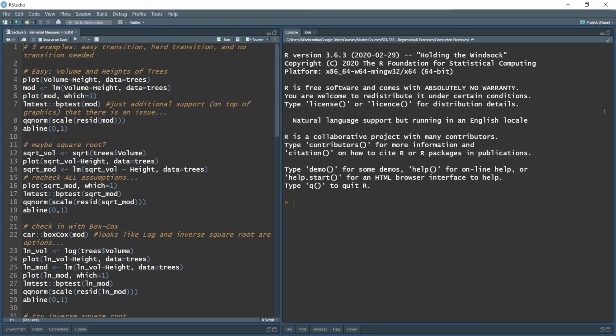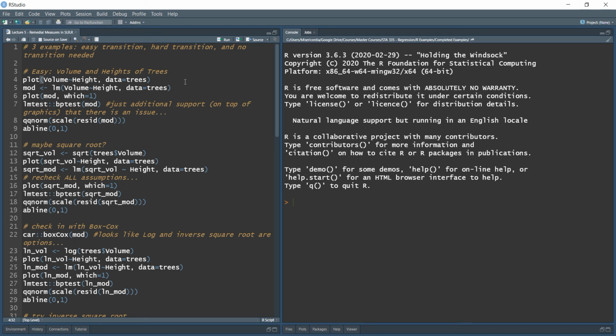In this video, we'll be demonstrating how to implement remedial measures in simple linear regression in R. We'll be talking about three different types of transformations that we can use. One that's an easy transition, one that's hard and actually impossible, we'll see, or not possible with a reasonable number of transformations, and one where no transformation is needed.